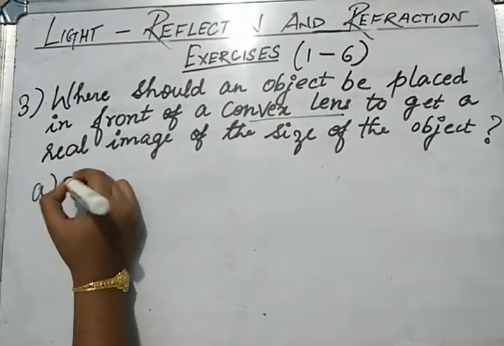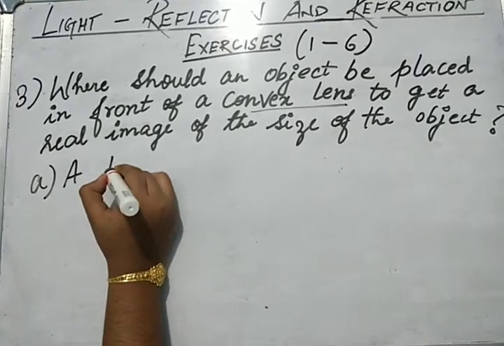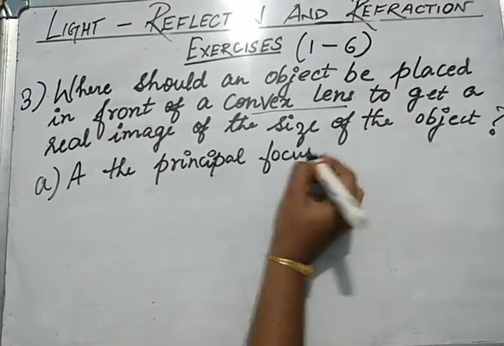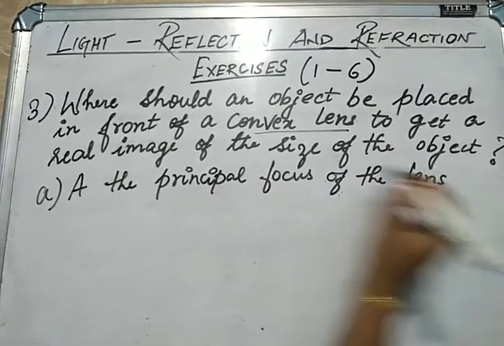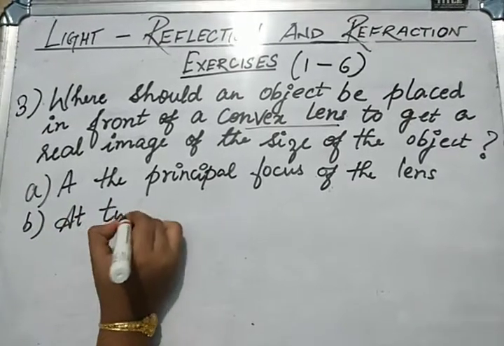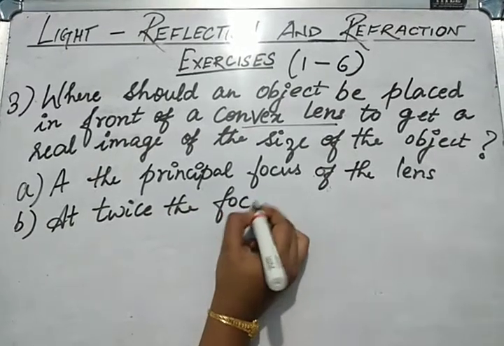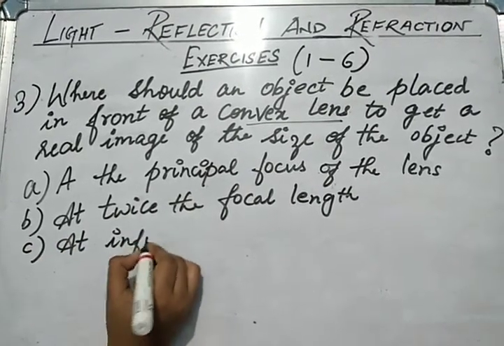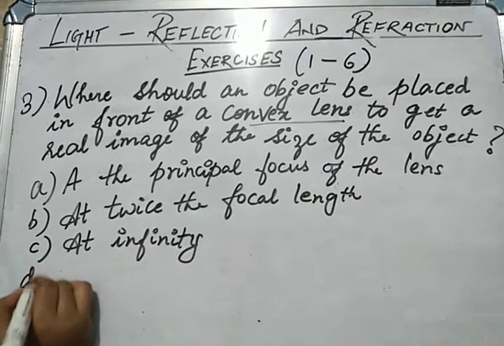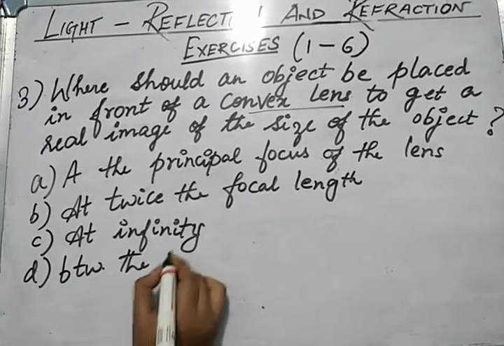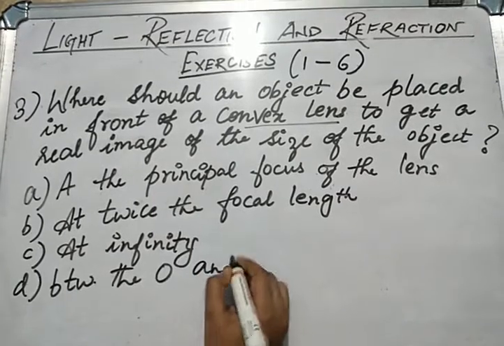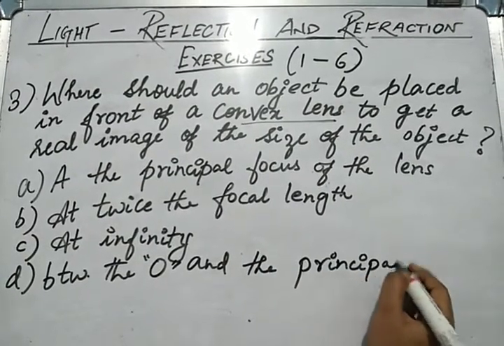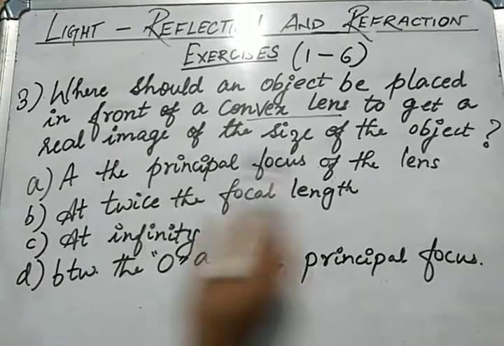The options are A, at the principal focus of the lens, B, at twice the focal length, C, at infinity, and D, between the optical center of the lens and the principal focus. So these are the options, okay.